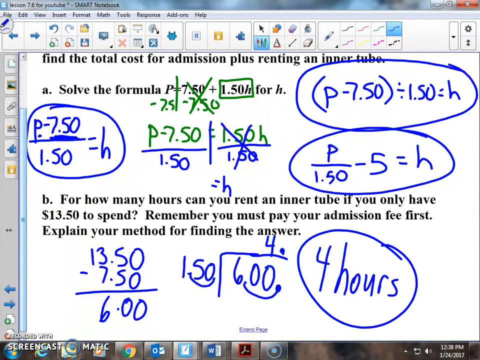Transforming formulas can be a little bit difficult. If you're careful and you think of all the steps of solving a multi-step equation, it can go a little better for you. Good luck.